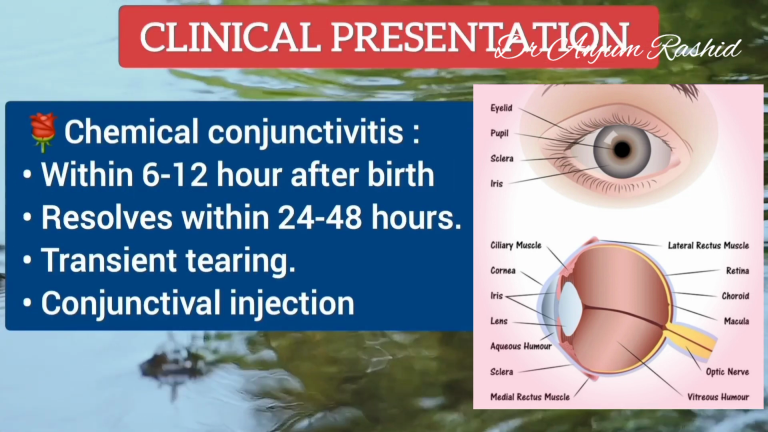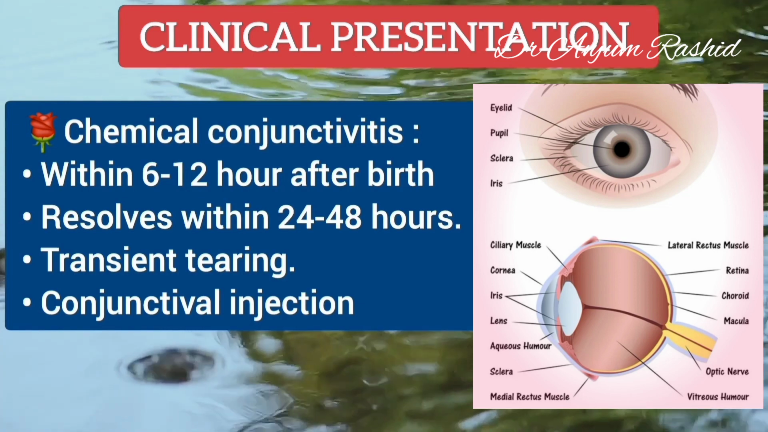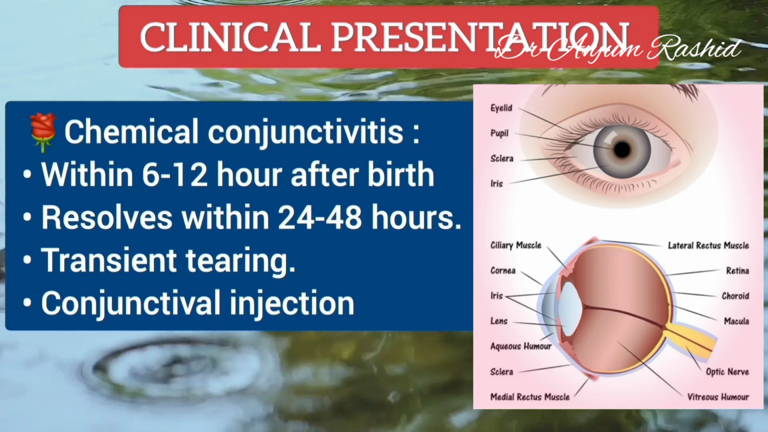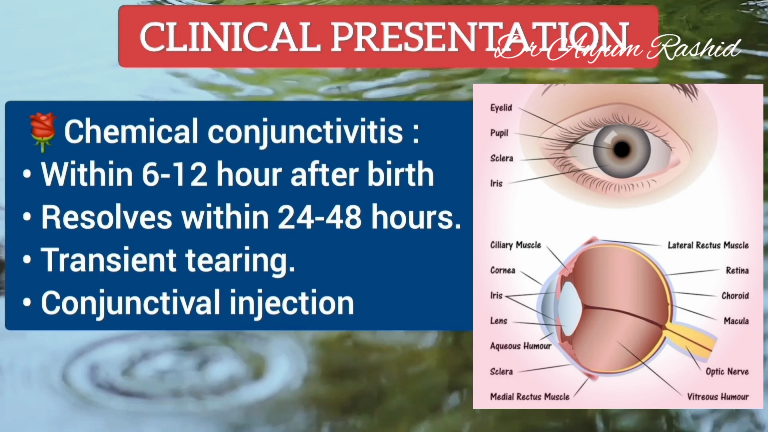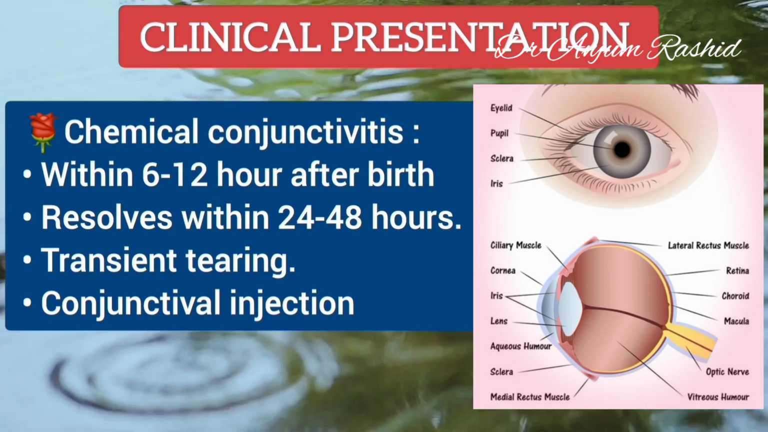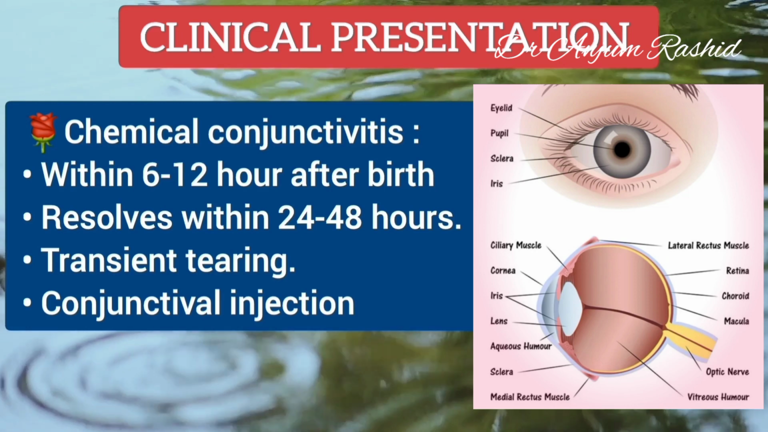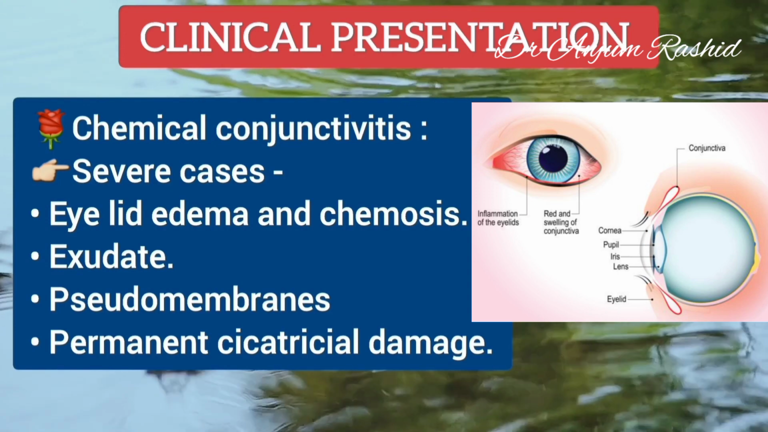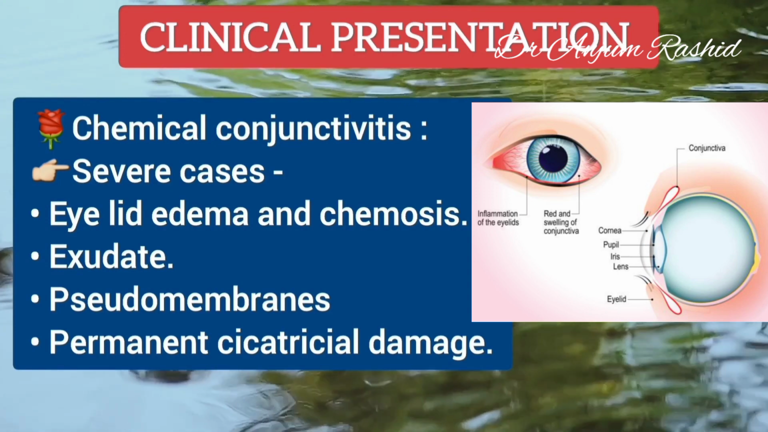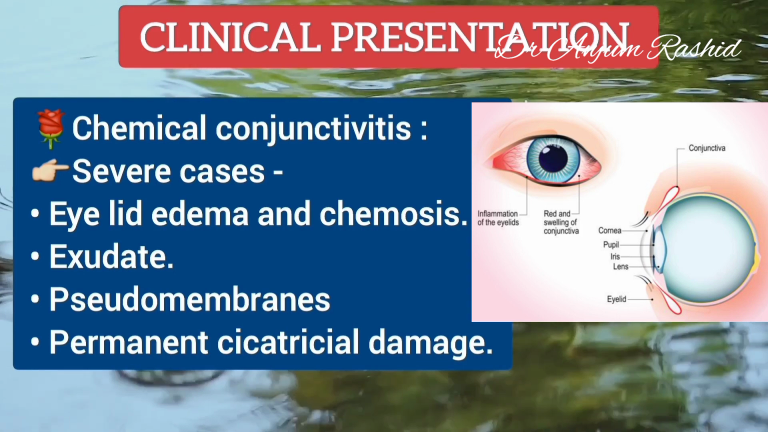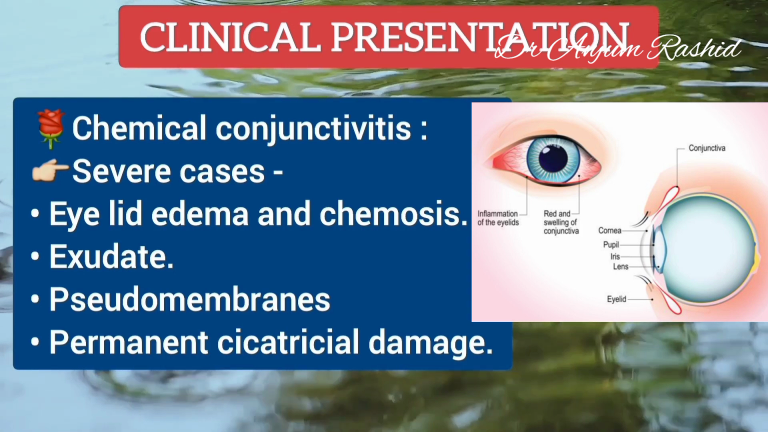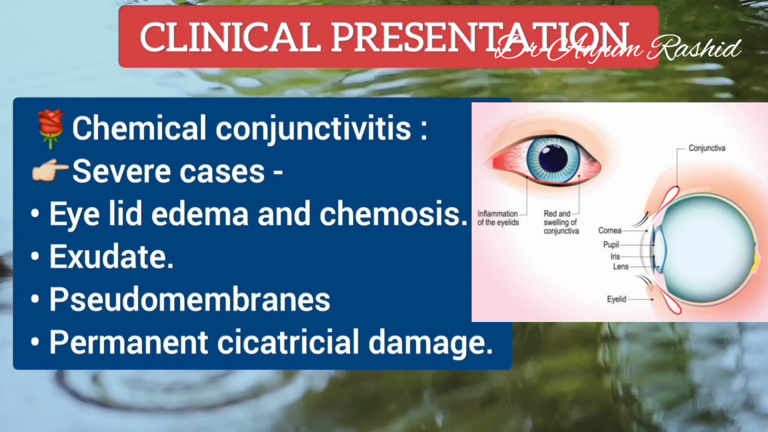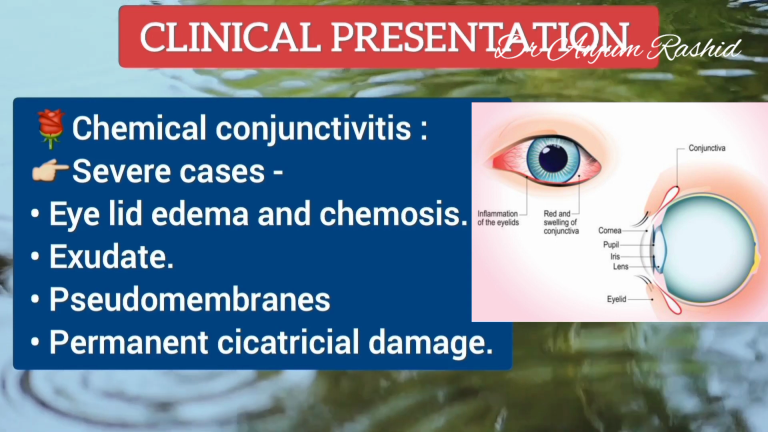First, the chemical conjunctivitis, which is due to silver nitrate solution. It usually occurs within 6 to 12 hours after birth, and the clinical picture is usually mild with transient tearing and conjunctival injection if only 1% solution is used, and it resolves spontaneously within 24 to 48 hours. If silver nitrate solution is present in a white container and it gets dried up, then it becomes concentrated. So if this concentrated solution is used, then it may result in eyelid edema, chemosis, exudate or pseudomembrane formation. And in severe cases, permanent cicatricial damage to the conjunctiva or cornea may occur.